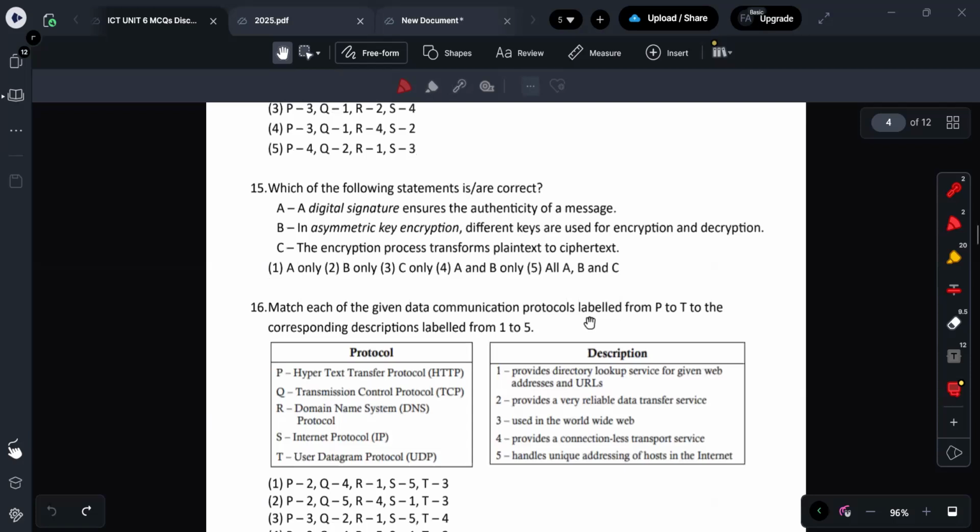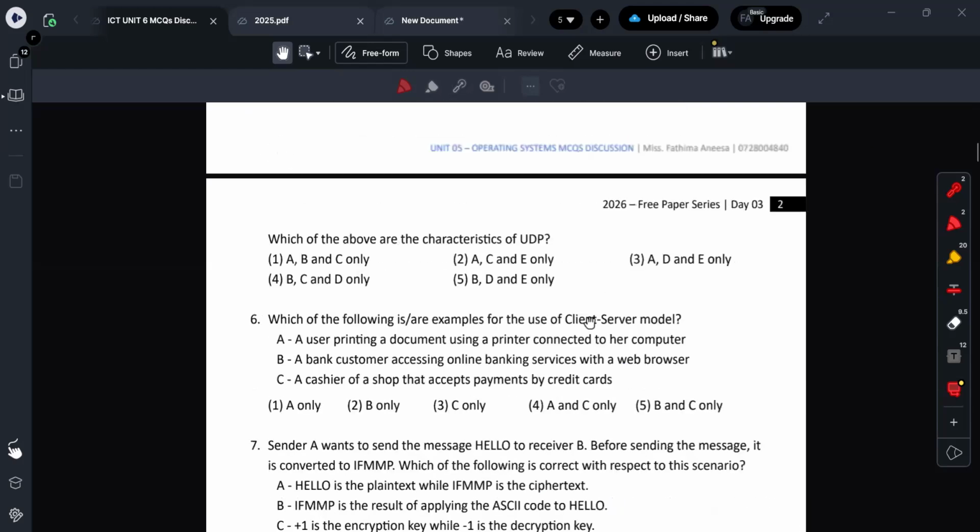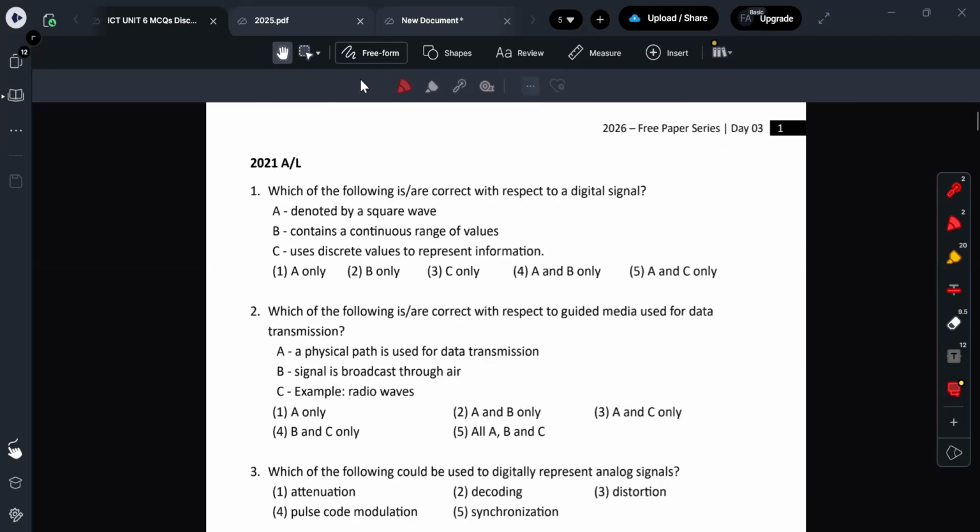I didn't include the 2025 paper, as I mentioned on the first day. The 2025 paper I will be discussing as a whole paper at the very end of this program in July. So first I'll be discussing the past papers. After that, I will be discussing the model papers, and as I mentioned, I think you all already know what that is.